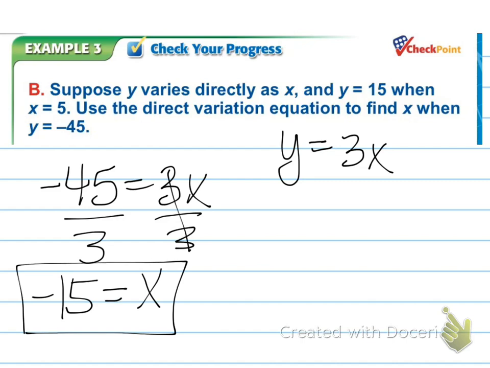Okay, and if you look at your x values and your y values that you were given, their change is by 3. Okay, so that's basically it for direct variation. Bring your questions to class and we will work on the assignment tomorrow.